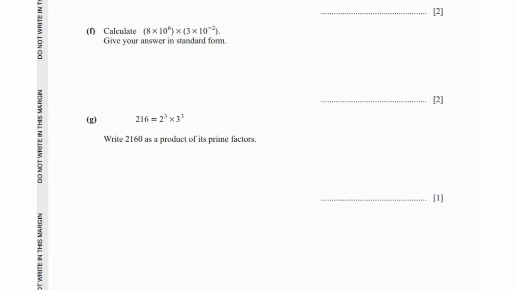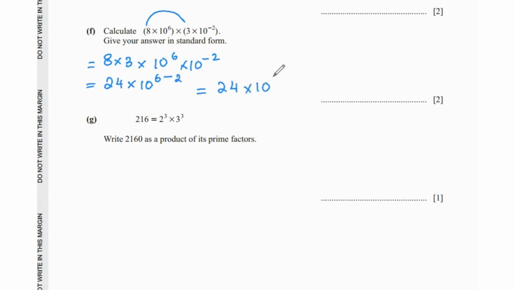Then it says calculate 8 times 10 to the power of 6 times 3 times 10 to the power of negative 2, giving your answer in standard form. So we can do 8 times 3, and then the 10 powers get multiplied to each other. So 8 times 3 is 24. And as you know, in the rules of indices, when we have the same bases being multiplied, which in this case is the base of 10, we add the powers. So 10 to the power of 6 minus 2, which is 24 times 10 to the power of 4.